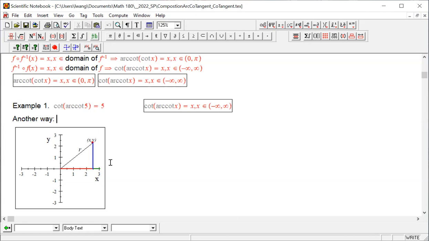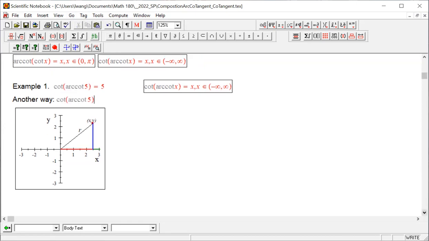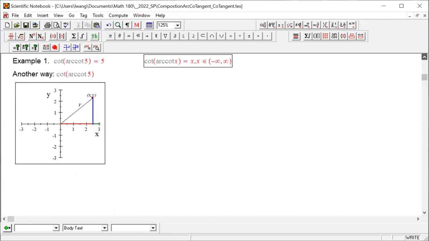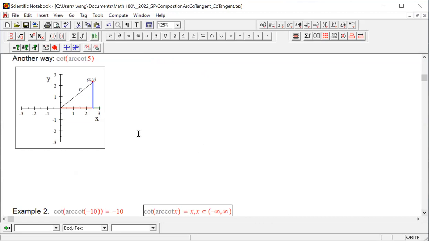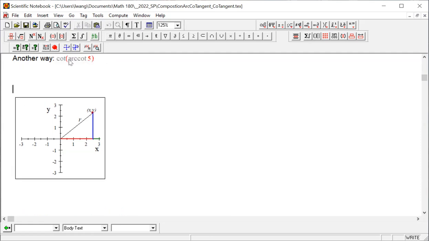Okay, suppose I do it another way. It's telling me cotangent of arc cotangent of 5. Suppose I don't know the answer. I only want to find out what this value should be, and suppose I forget this identity, or I'm not sure. I'm in a state where I'm not certain. So cotangent of arc cotangent, in this case, I will first deal with the inside.